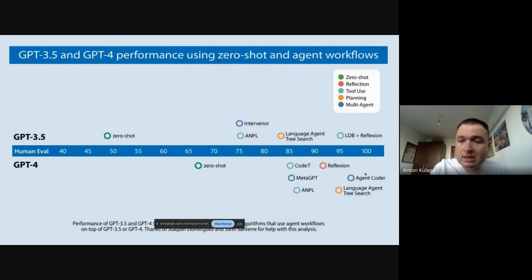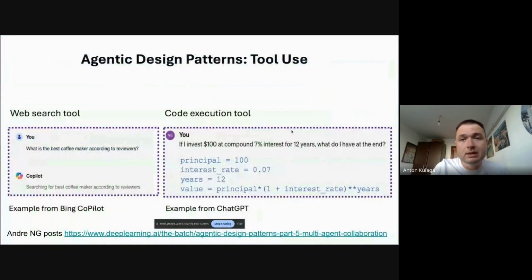So here you can see that in some cases you can get 40% improvement, and in some cases a weaker model like ChatGPT 3.5, when improved, actually does better than zero-shot GPT-4. And today we will reproduce some of the typical agent patterns.